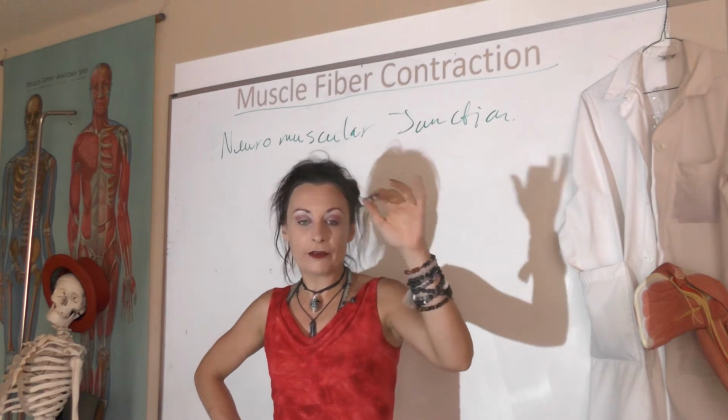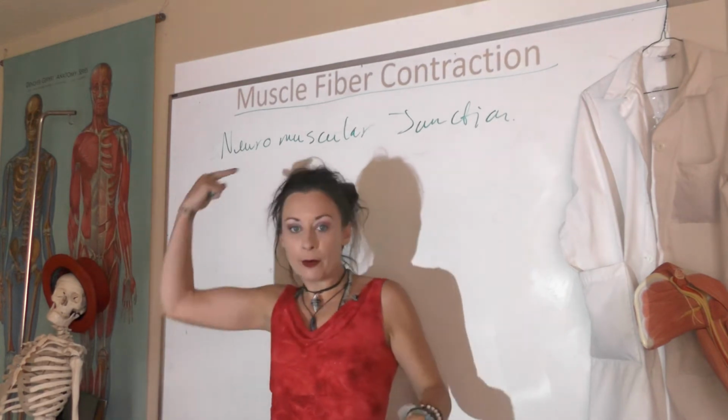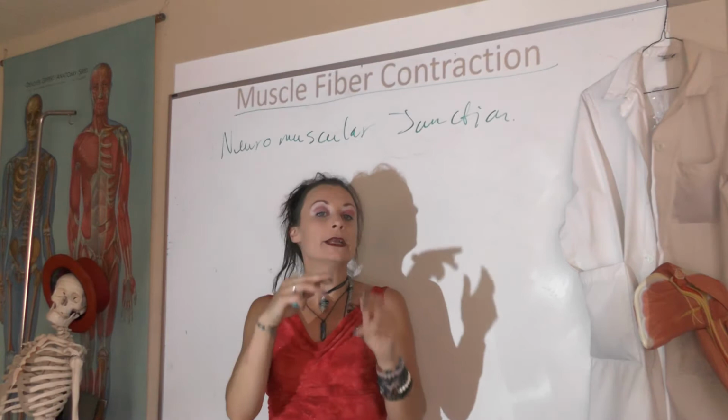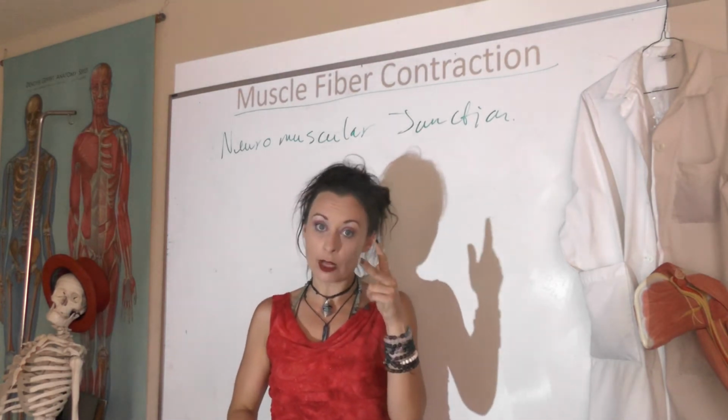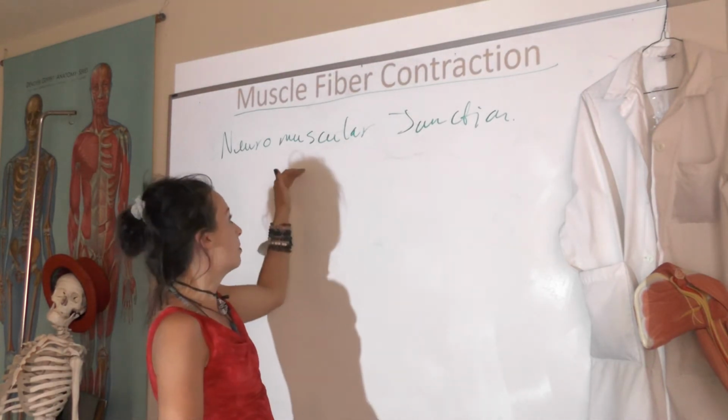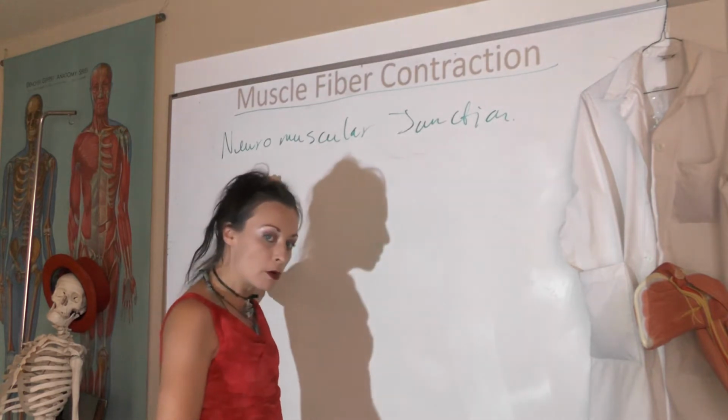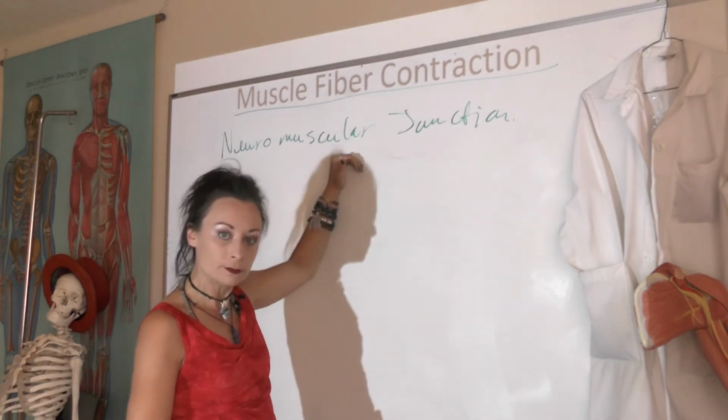So don't be afraid. Muscle fiber contraction can be broken into 3 anatomical areas. First, the neuromuscular junction, where our lower motor neuron makes contact with our muscle.